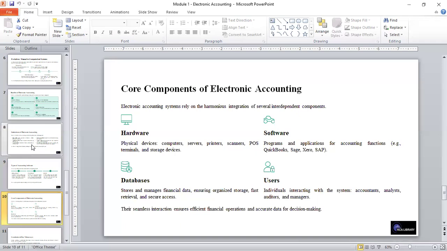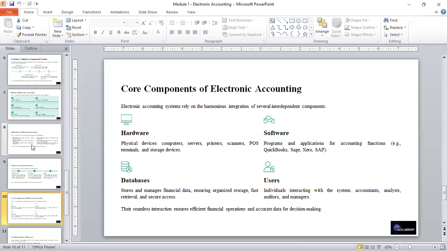And what are the core components of electronic accounting? The electronic accounting system relies on harmonious integration of several interdependent components. These components are, first, the hardware. The hardware refers to the physical devices such as computers, servers, printers, scanners, POS terminals, and storage devices.